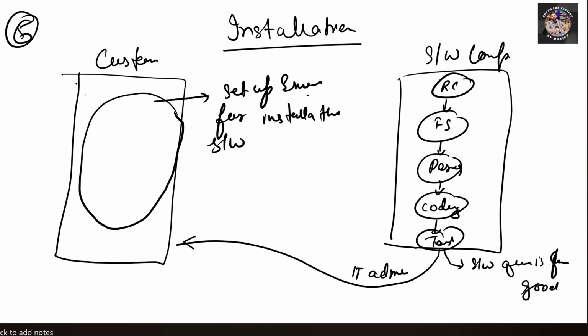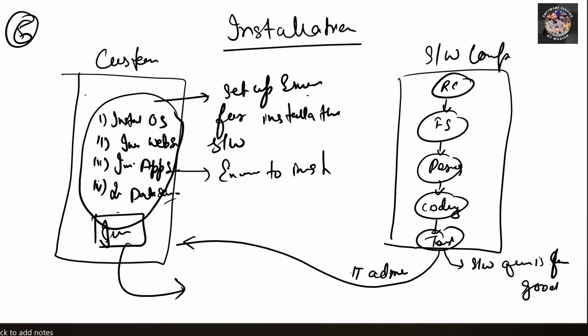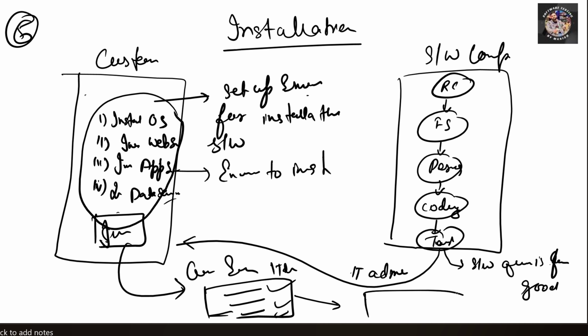Like, first, installation of the operating system. Second, installing the web server. Third, installing the app server. Fourth, installing the database server. Now the environment is created to install the software. Now the software will be installed, and the customer company employees will get training from the IT admin on how to use the software, and after that business will start running. This is the installation part of the SDLC.